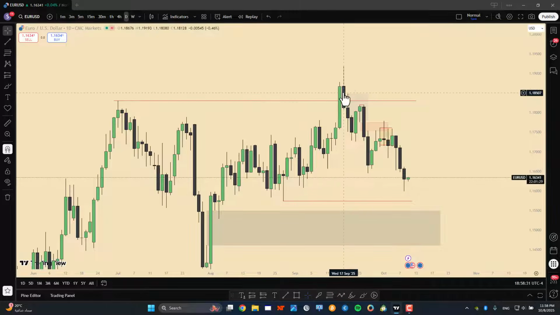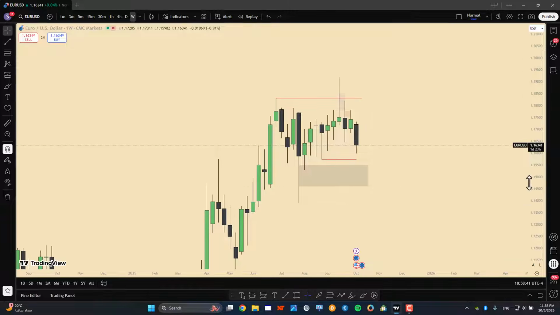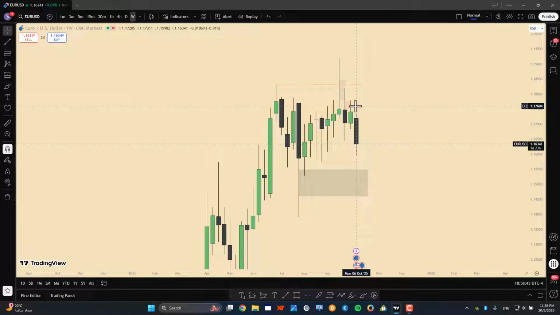We have a break of structure, and you will easily get tricked trying to long from here, while the weekly says otherwise. So after I had this higher time frame bias, I was expecting the next 2 or 3 candles to be bearish. This was also a target. We had this one and this one, right?